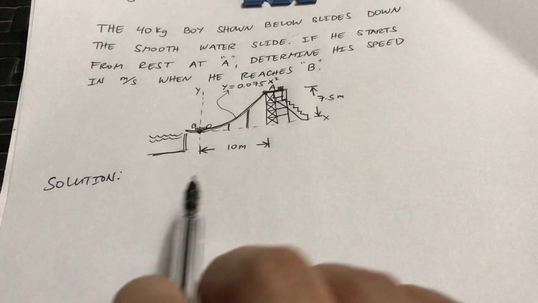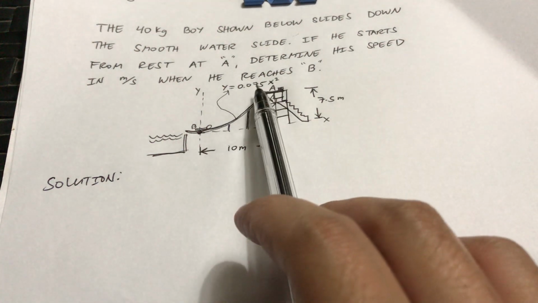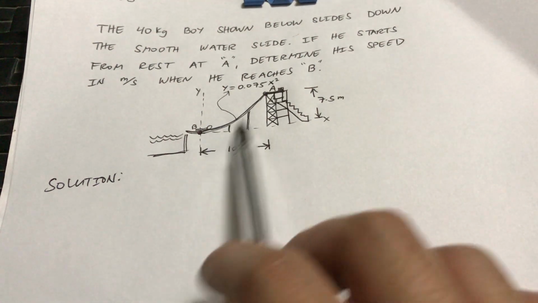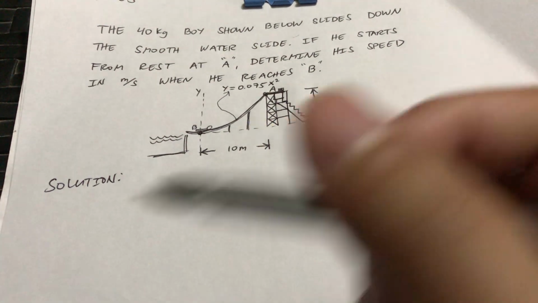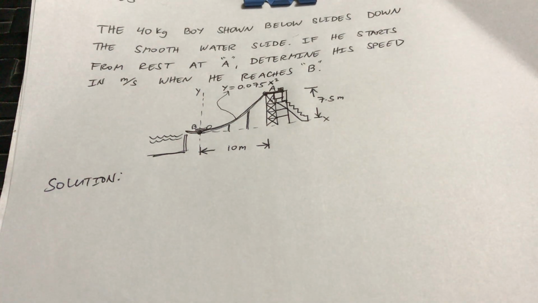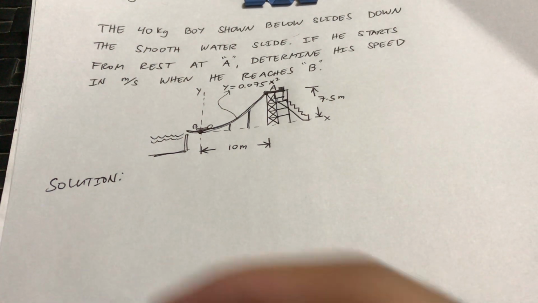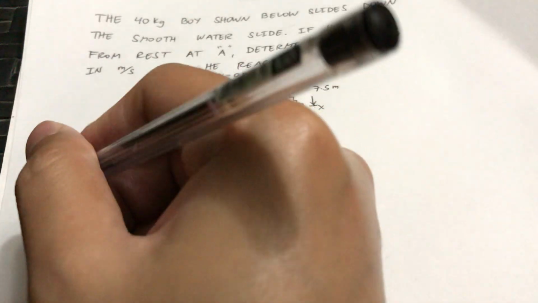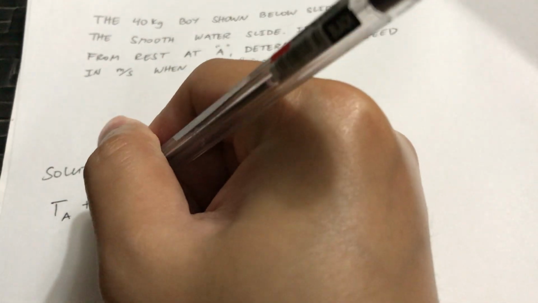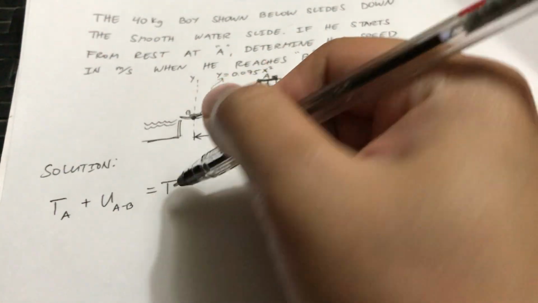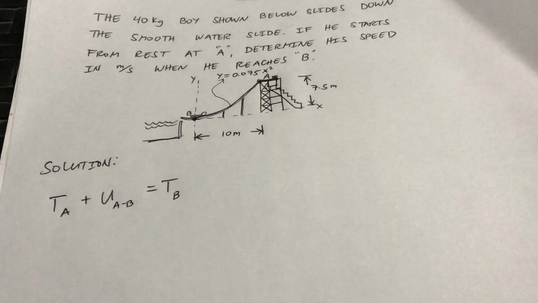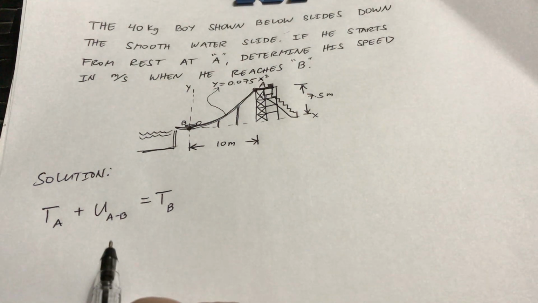Now, for this problem, they have an object moving through a curve, which is the slide, and we are asked for the speed at point B. We can use the equations of motion under the components of normal and tangential, but we can also use the principle of work and energy. We have the kinetic energy at A plus the work done from A to B is equal to the kinetic energy at point B. Okay, the principle of work and energy.